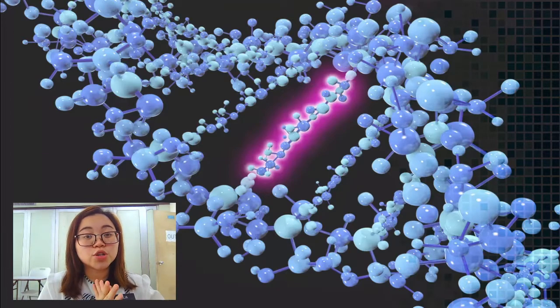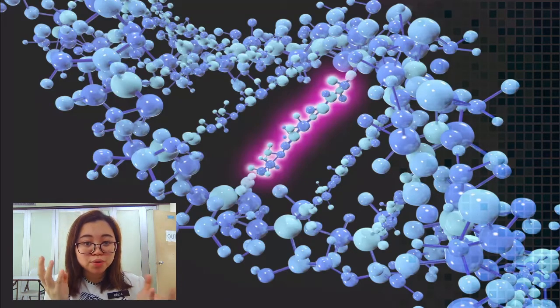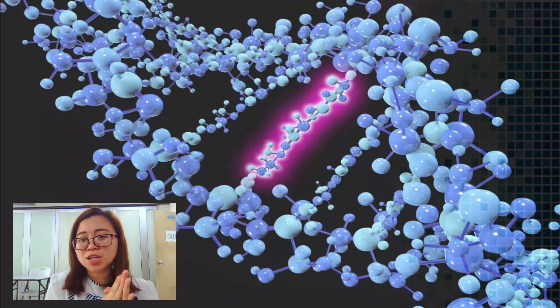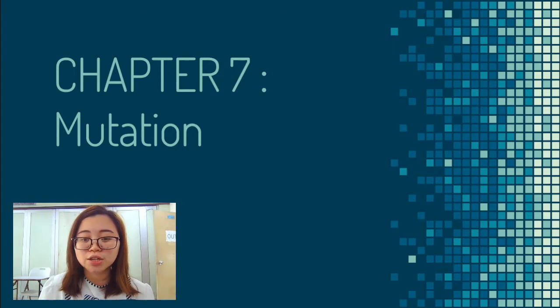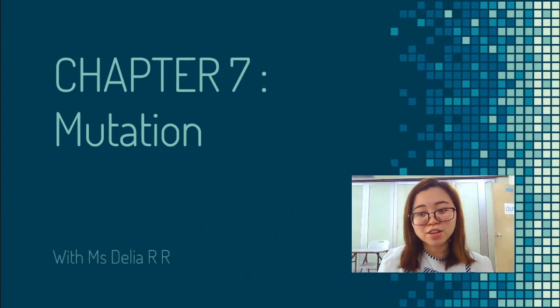So, before this, we talked about when things are going normally, what goes on in our cells, in our nucleus, how it produces proteins. But now, in this chapter, we're going to talk about what if things go wrong. So, in Chapter 7 Mutation, we'll look at just that on different scales.